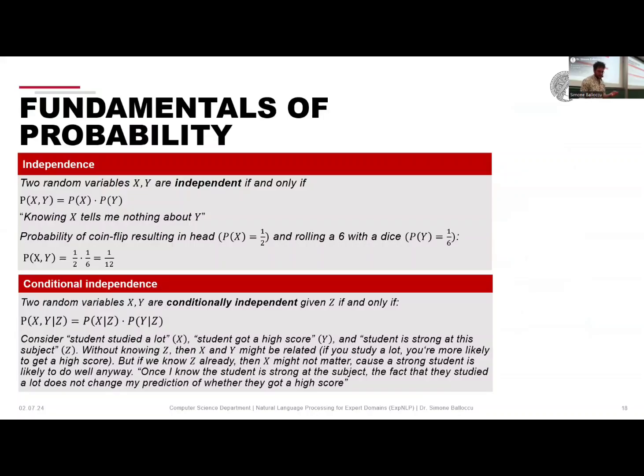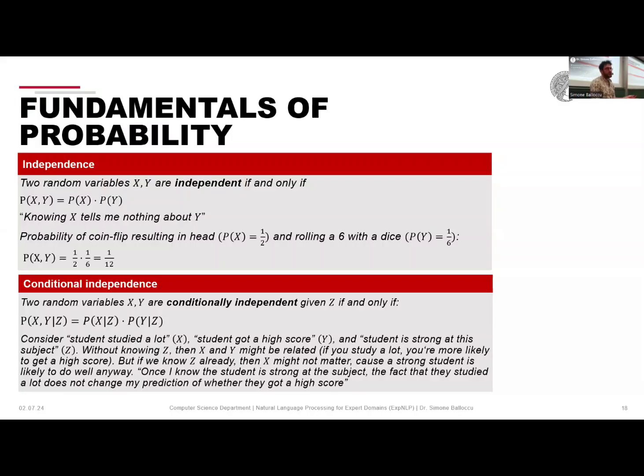This is a bit more complex to show, and I didn't want to bore you with a lot of maths, but let's say you have the fact that a student studied a lot, and the student got a high score. And then you have that the student is strong at this subject. We're going to call these X, Y, and Z. If you don't know Z, so you don't know that the student is strong at that subject, you might assume that X influences the probability of Y.